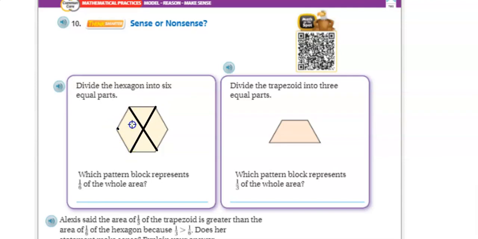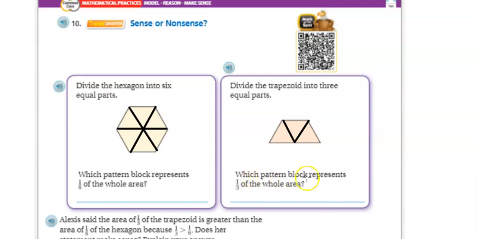2, 3. And then it says which pattern block represents 1/6 of the whole area. So 1/6, here's 1/6, and that would be the shape of a triangle. Go over here, divide the trapezoid into 3. This one's a cool one. We did this earlier.